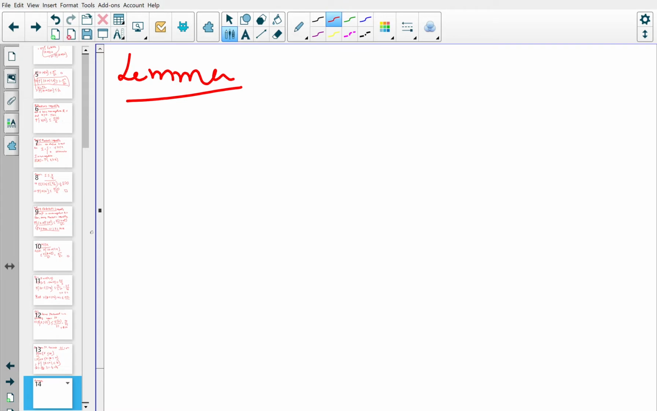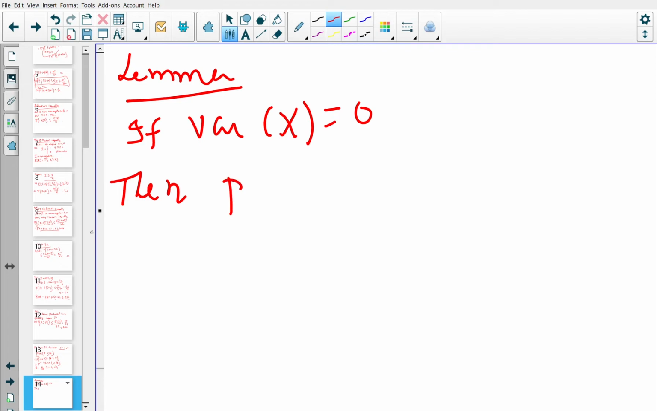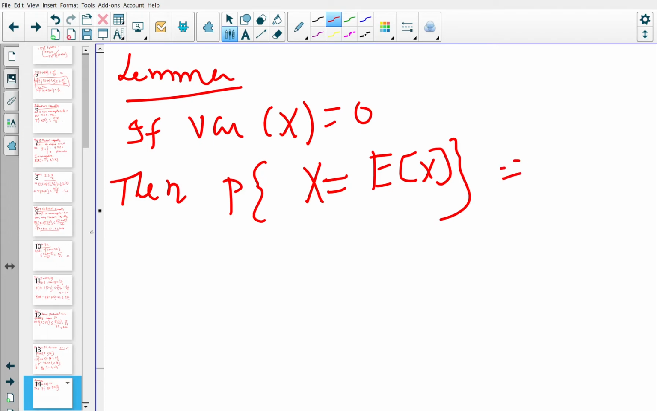Before that, let me ask a simple question: what happens if it is given that the variance of a random variable is 0? Then the probability that x is taking the value expectation of x, the mean value, is 1. So certainly it is a certain event that x takes the mean value. So what does that mean?